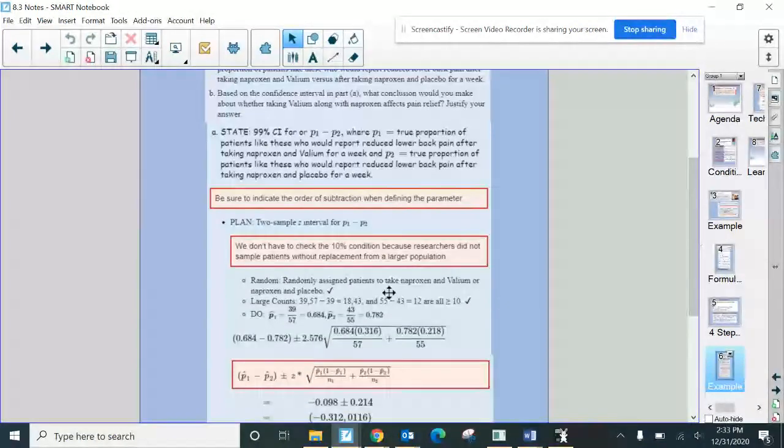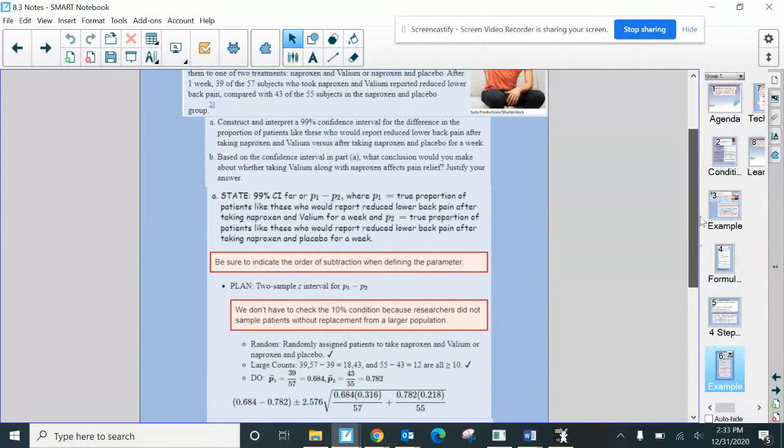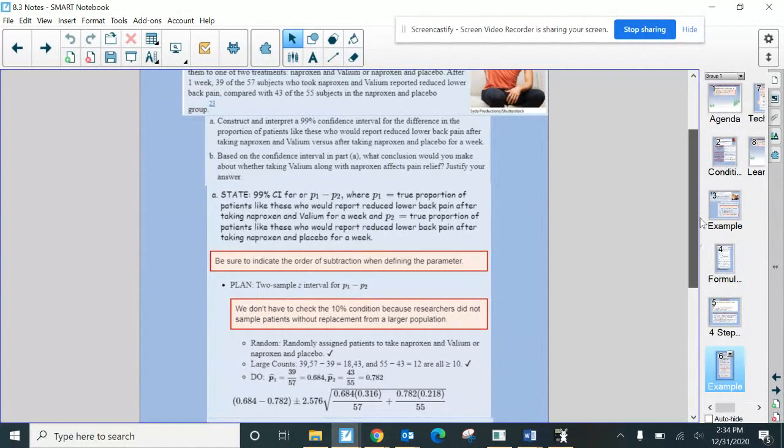So for random assignment, they were randomly assigned to take the naproxen Valium or the naproxen placebo. Our large counts: we had originally 39 who said they had reduced lower back pain. So 57 minus 39 leaves us with 18 for the failures, and then 43 successes for the other group, and 55 minus 43 is 12 for the failures.